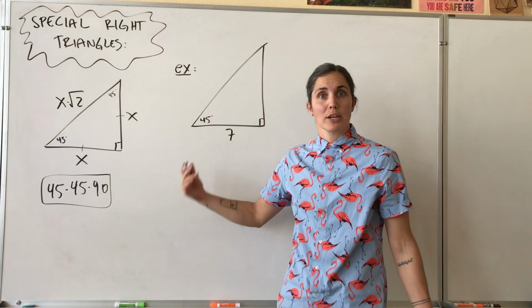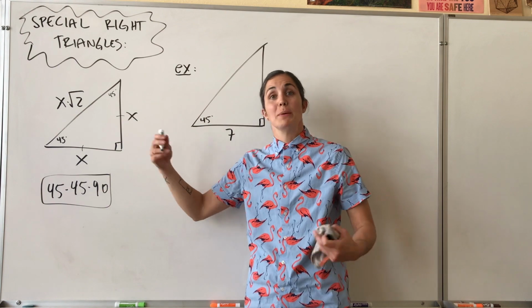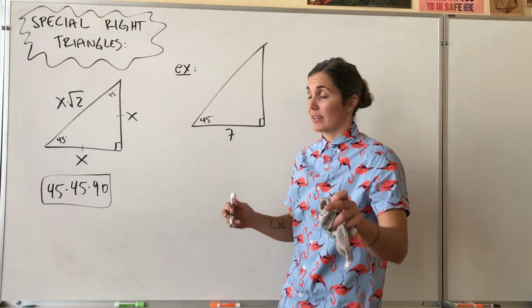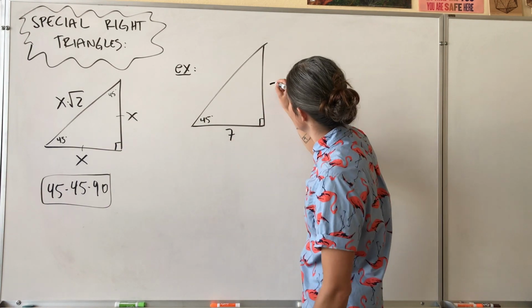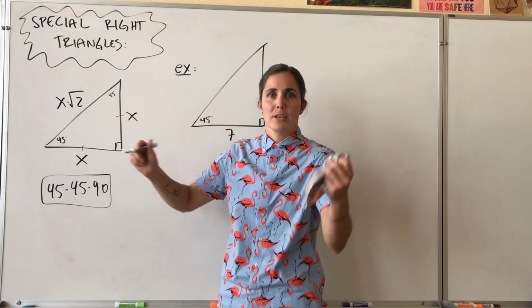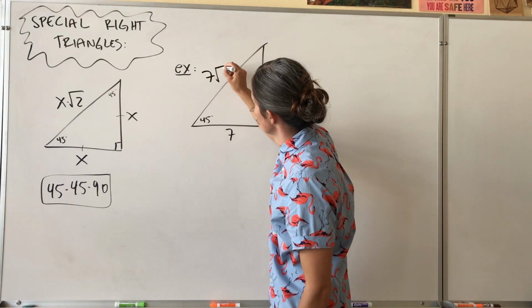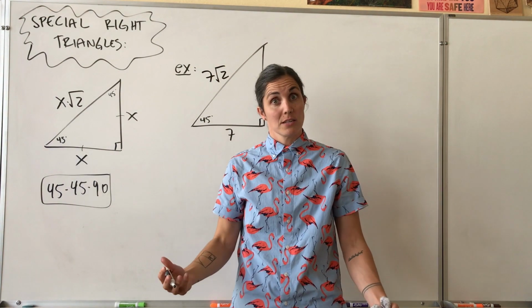So, if I'm trying to solve this triangle, special right triangles are a shortcut and a speedy trick that you'll see a lot in standardized testing. If that's 7, this is 7, and following our pattern of x root 2, this would be 7, 7, 7 root 2, and that's it.